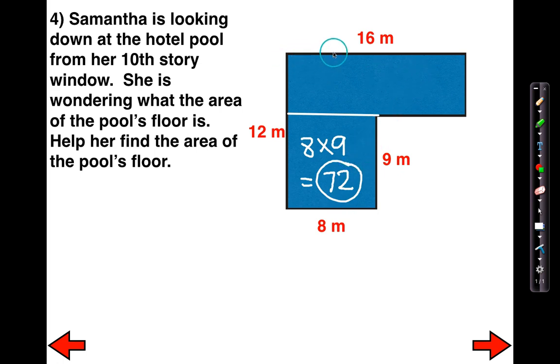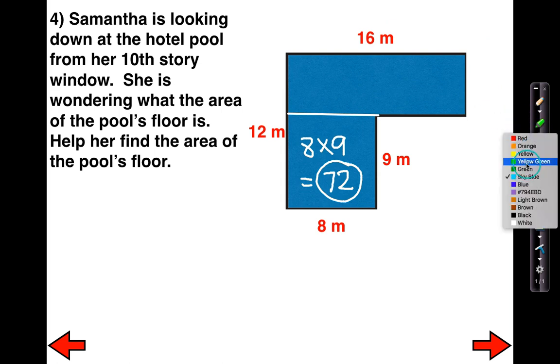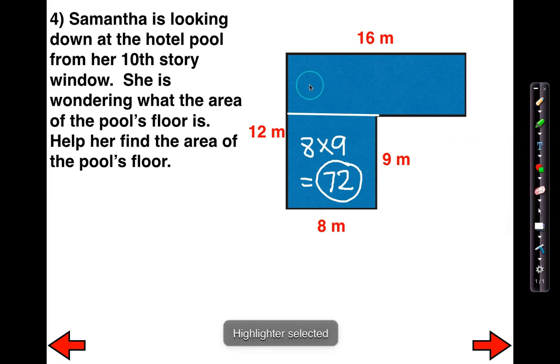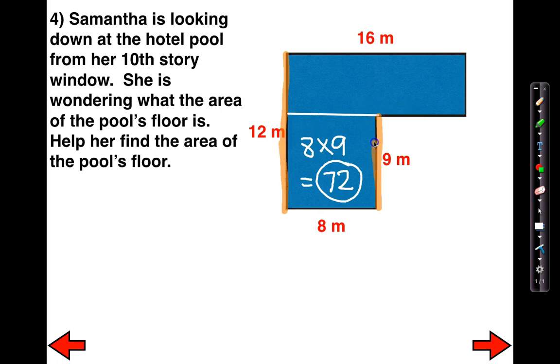Now I'm going to have to find the area of this rectangle here. I know the base is 16, however I don't know the height yet. So what should I do? Well, I'm going to stick with what I know. I'm going to use what I know to figure out some missing details. I know this entire length is 12. I know up to this point it's already 9. So what is this missing piece?